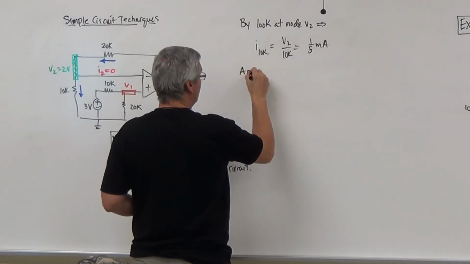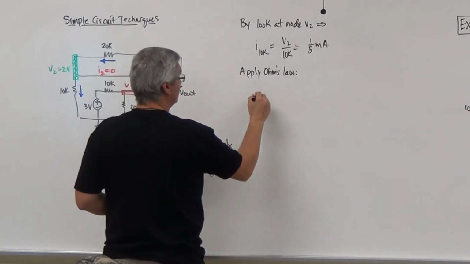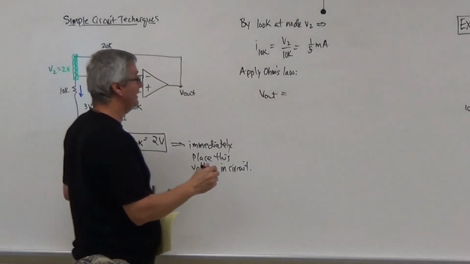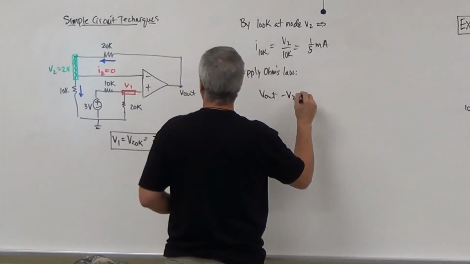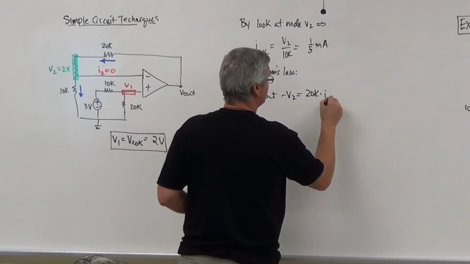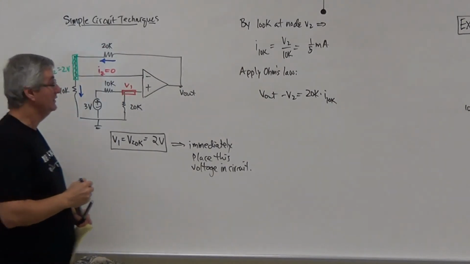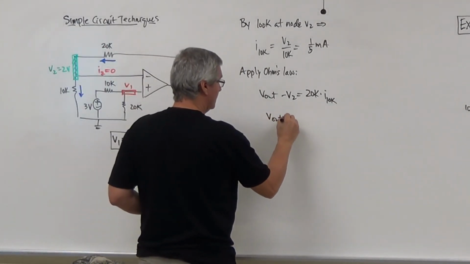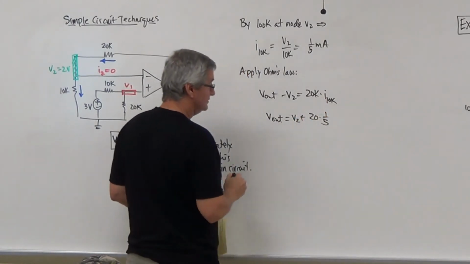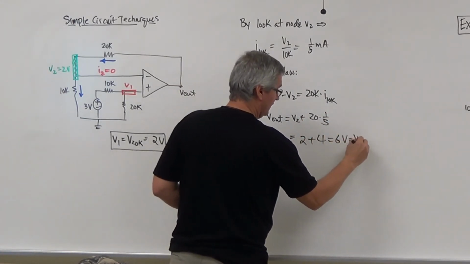So now apply Ohm's law. And in this case here, you can see that V out, just following the current, right? Following the current. That current has to be what? V2 plus the resistor 20K times the current of the 10K resistor. Because it's the same current flowing through that whole branch. So then you can see here that V out is equal to V2 plus 20 times 1/5. So you can see then that this would be 2 plus 4 gives me 6 volts.